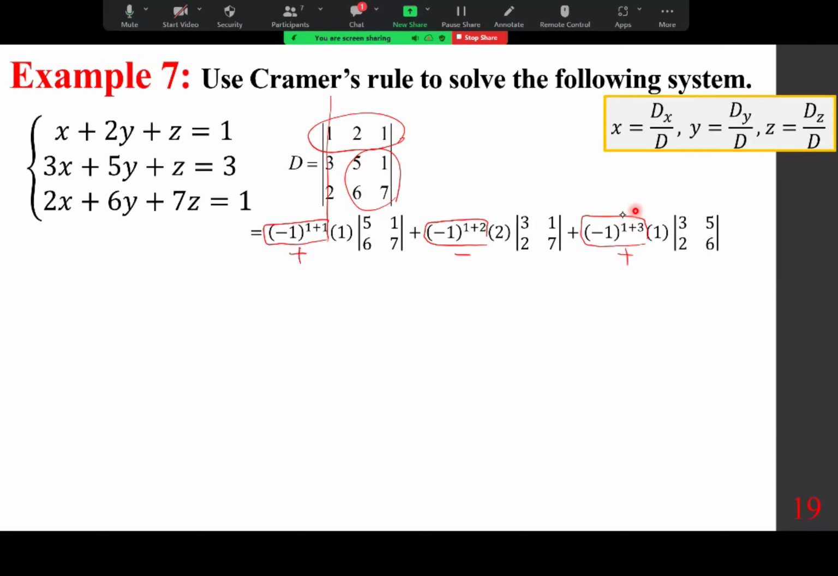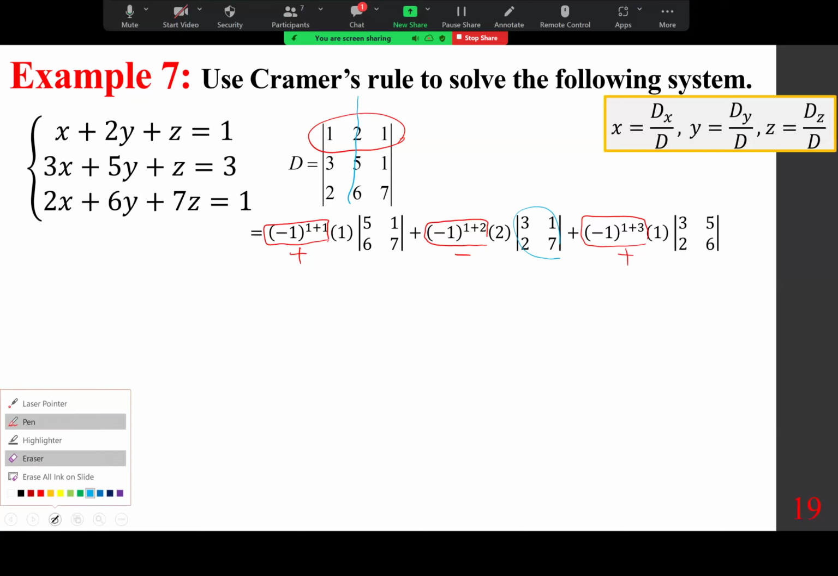And so for the next one, we cross this one and we end up with this one. 3, 1, 2, 7. For the last one, we cross this one and we end up with this. I hope you see that it's really not too bad, everybody, but it's a little bit time consuming. And so you do the math, it's the cross product.